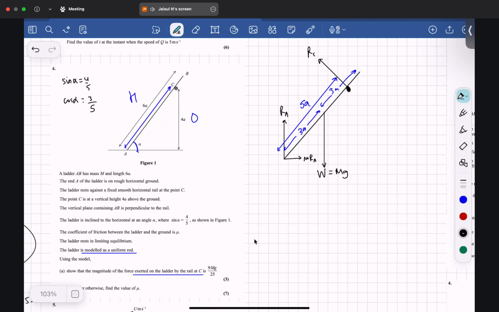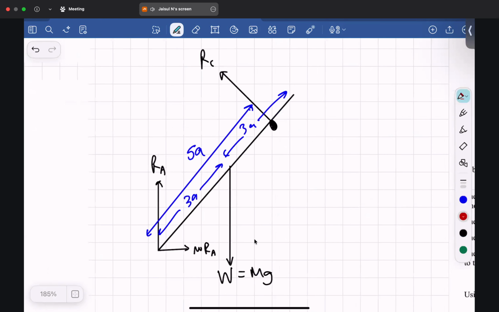So before we carry on, I'm just going to add the angles, alpha, alpha, alpha. You won't need this one, but this is alpha as well. Are you okay with these?